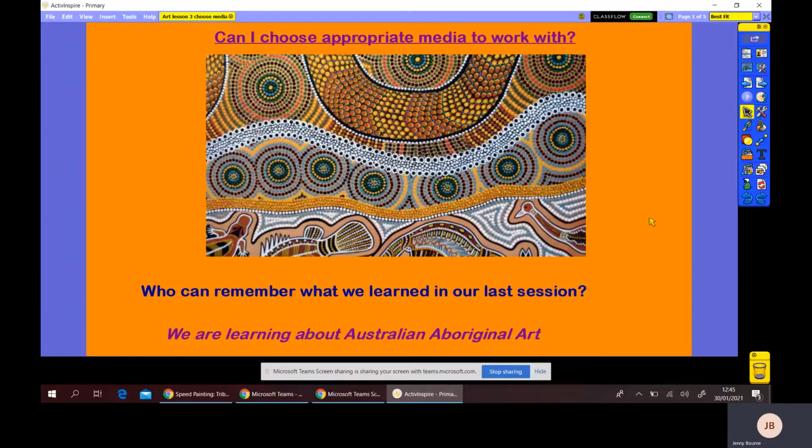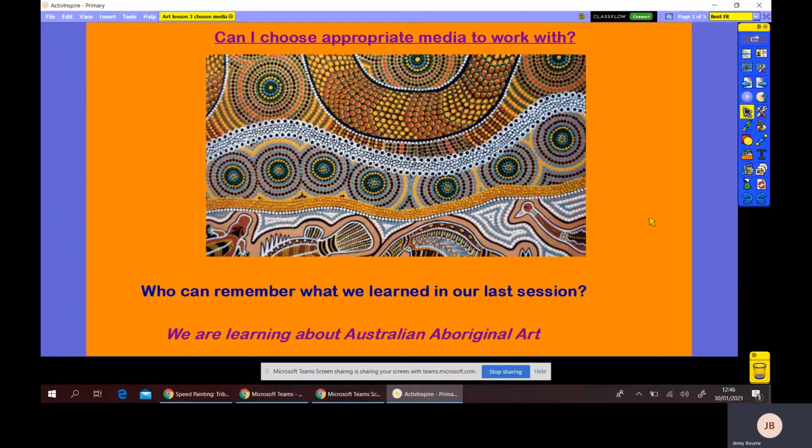So last time, I think you should have used felt tips or colouring pencils or something to arrange your Aboriginal symbols into some kind of picture, which tells a story, and it can just be people meeting around a campfire. It could be fishing. It could be anything, as long as it uses some of the symbols and the dots combined together.